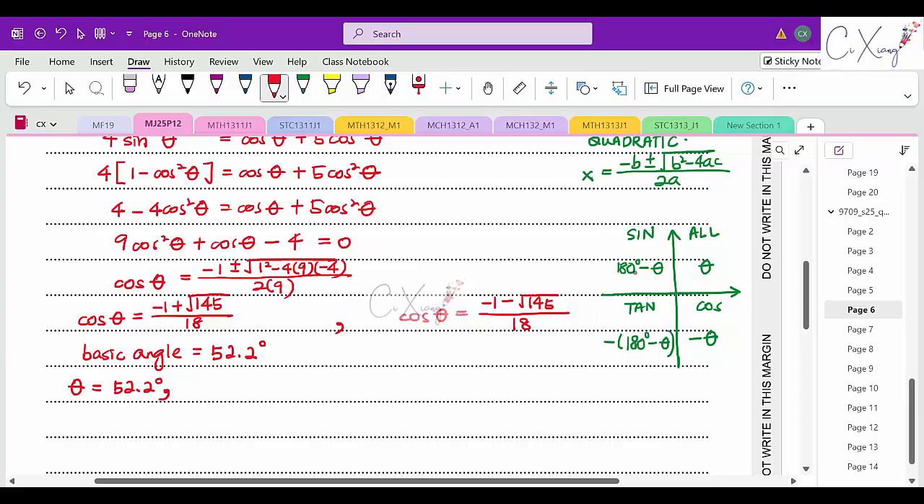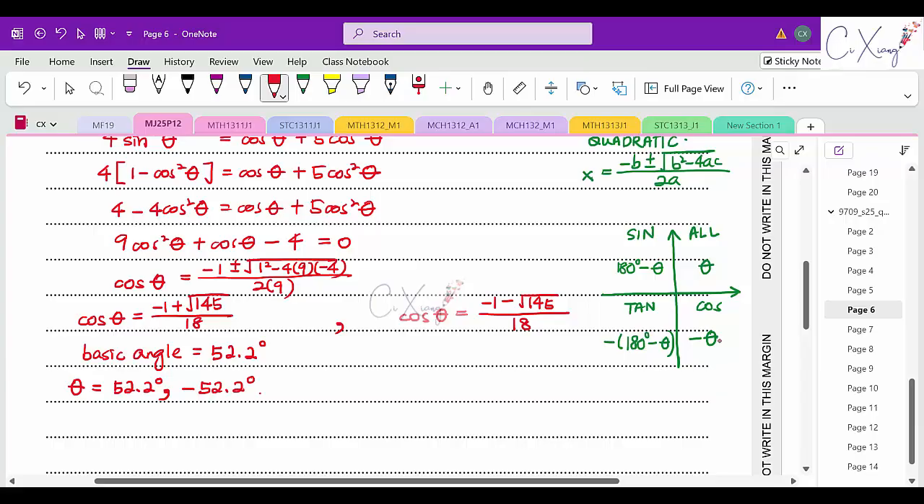Okay, second quadrant, is it cos positive? No. So I reject the answer from this part. Third quadrant, is it cos positive? Also no. Fourth quadrant, is it cos positive? Yes. So I want to accept the answer from here. So to accept the answer from here, you should take negative basic angle. So it should be negative 52.2.